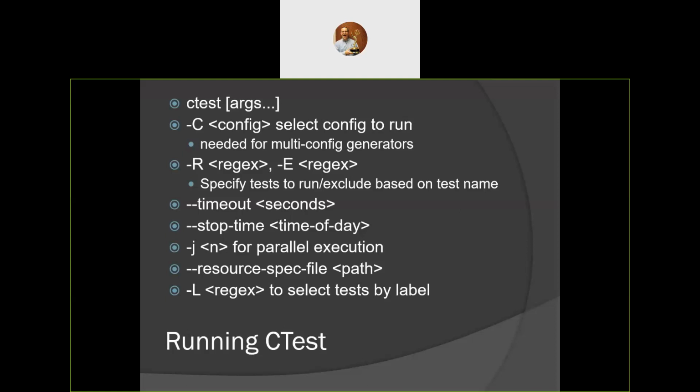You've got the -j argument for specifying parallel execution of tests. And there's a resource spec file argument. We'll see how that comes into play with describing available resources and resource constraints for tests later on. It's fairly involved. I won't go into all the details of it, but if you need to specify that, that's how you would do that.